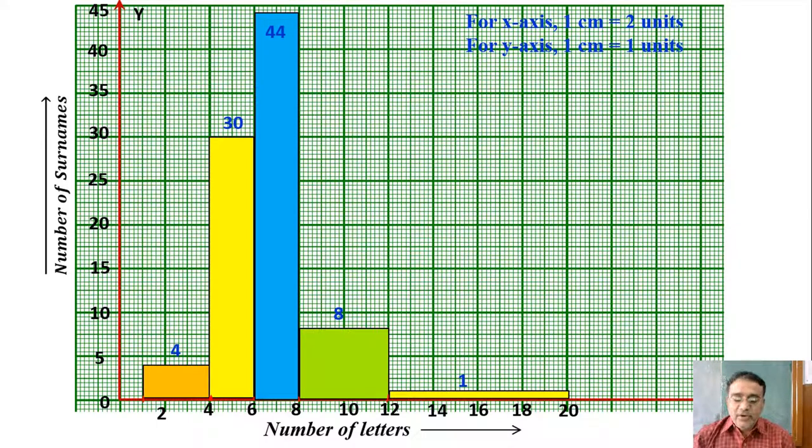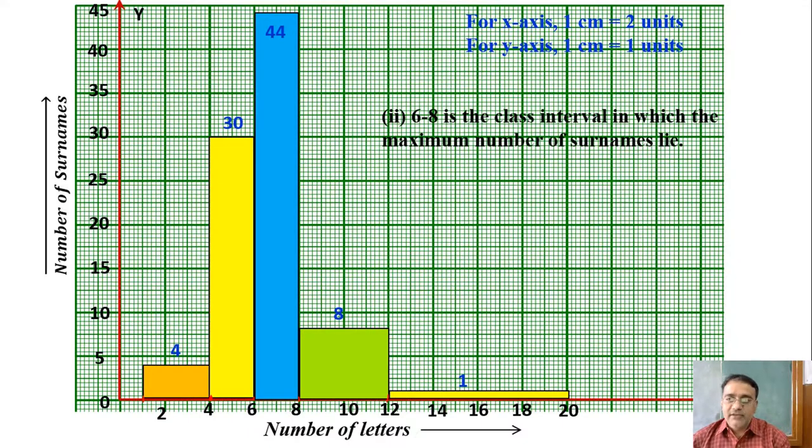No, sir. Okay, so the last second bit was that in which class interval the maximum surnames were there. 6 to 8. Maximum number of surnames. Very good. 6 to 8 is the class interval in which the maximum number of surnames lie. So this is the last question of that exercise 14.3.